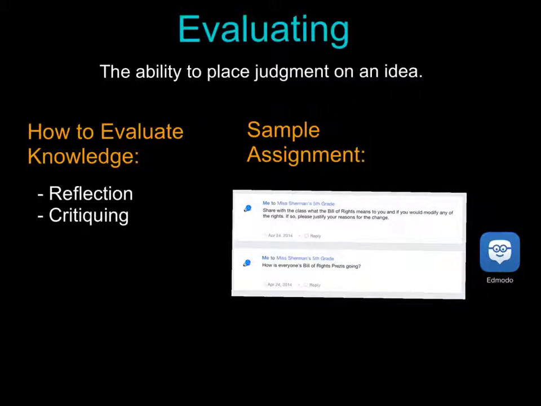Evaluating is the ability to place judgment on an idea by reflecting and critiquing it. I will pose a question on our Classimodo group for students to reflect and discuss together.